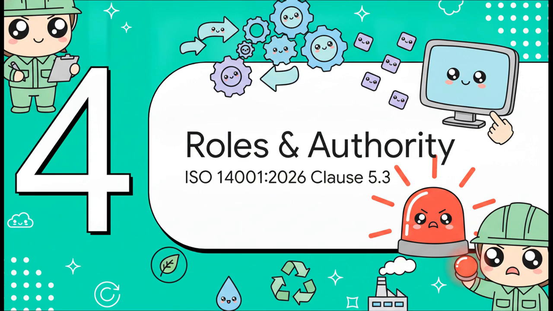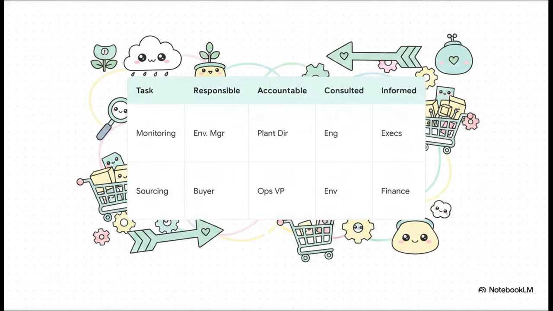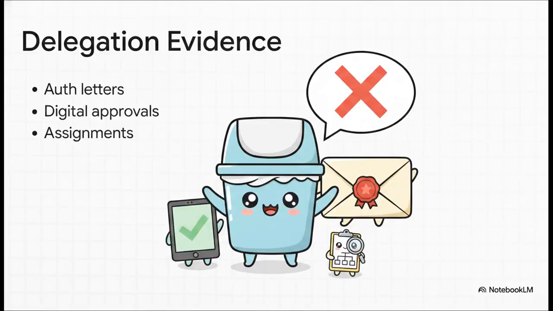All right, Section 4, roles and authority, drawn from ISO 14001-2026, Clause 5.3. Thinking about a RACI matrix is a brilliant way to see how this works in practice. Notice how responsibilities are distributed everywhere, rather than just dumped on one single person. The environmental manager is responsible for monitoring, sure, but the plant director is ultimately accountable. It weaves environmental performance right into everyone's job description. It's a shared goal.